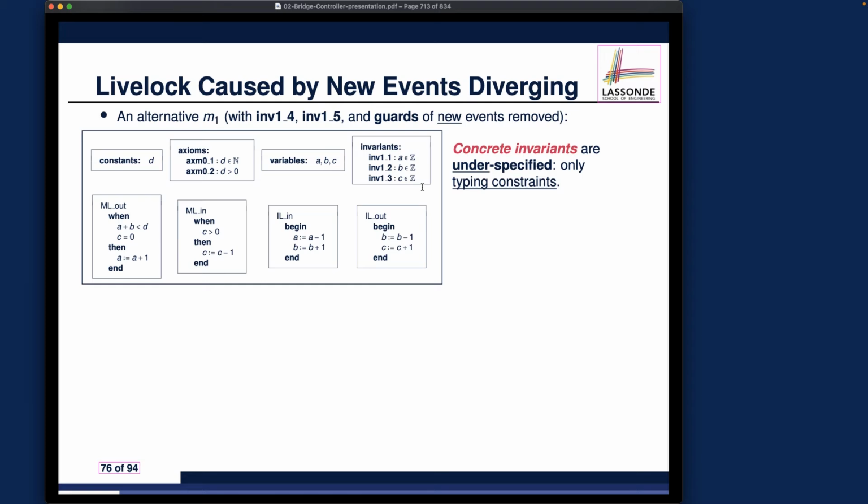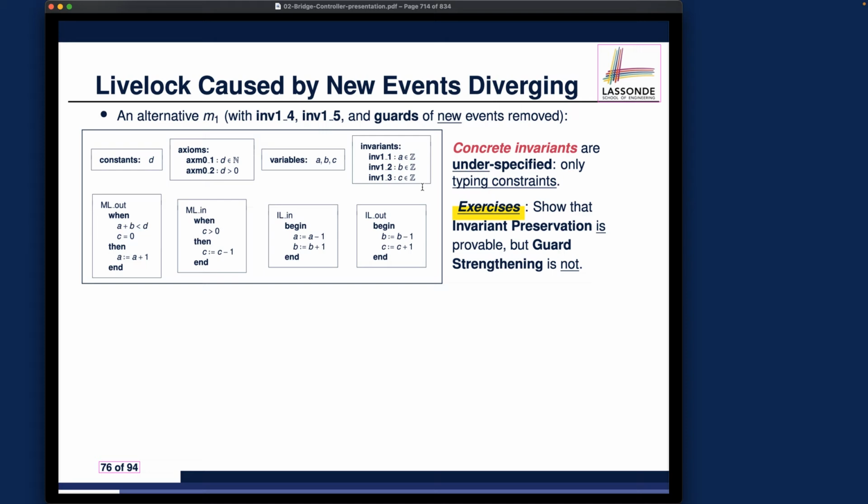We have no connection to the abstract variable as the original invariant number 4 does, and we also have no addressing of the safety constraint of the bridge being one way as the original invariant number 5 does. We actually got rid of those. And this will be some exercise for you.